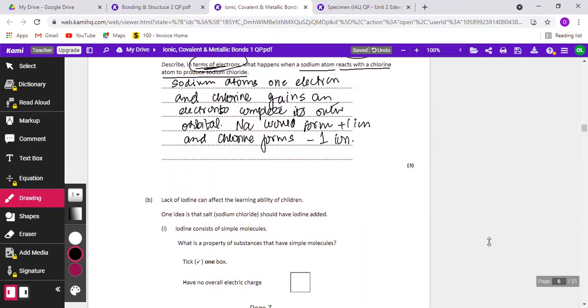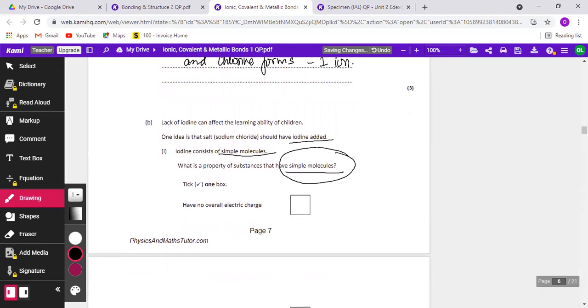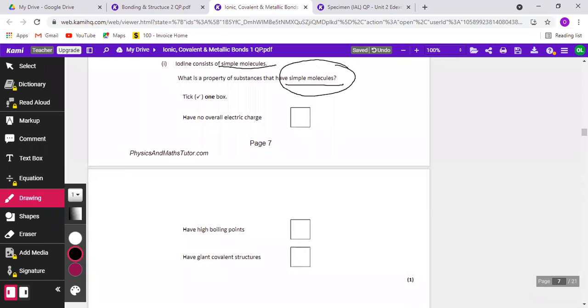Lack of iodine can affect the learning ability of children. One idea is that sodium chloride should have iodine added. Iodine consists of simple molecules. What is the property of substances that have simple molecules, such as carbon dioxide, another example of a simple molecule? So they have no overall electric charge? Yes. If you know that carbon dioxide has no charge, then this is true.